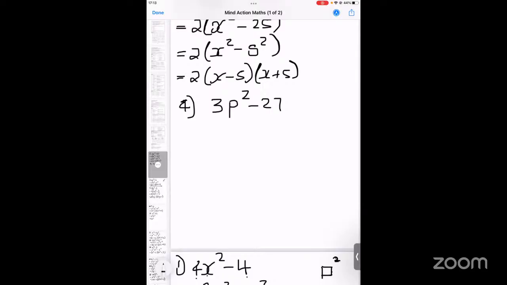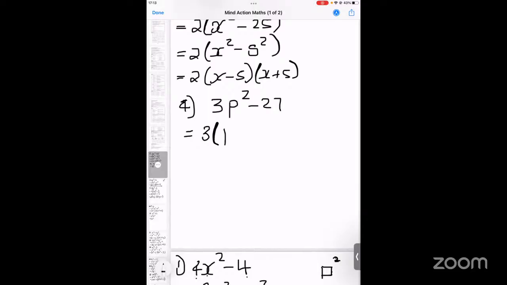I'm done, sir. Okay. How did you work it out? Well, I started off by taking out a common factor number, which is 3. So I wrote 2 brackets. Oh, I mean 3 brackets.